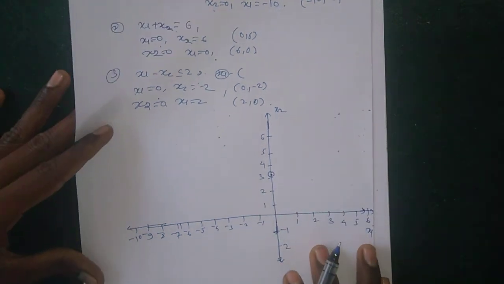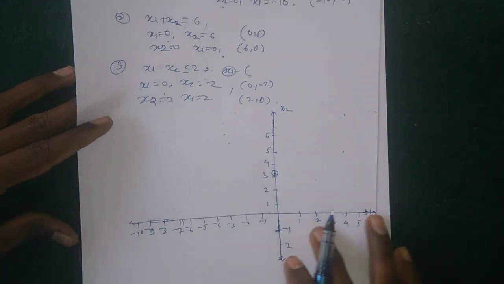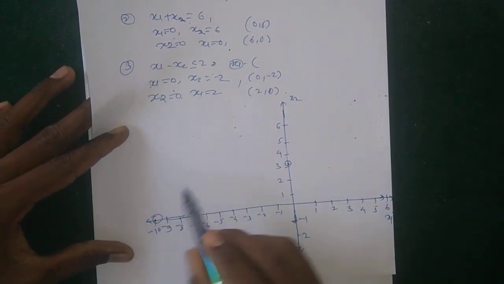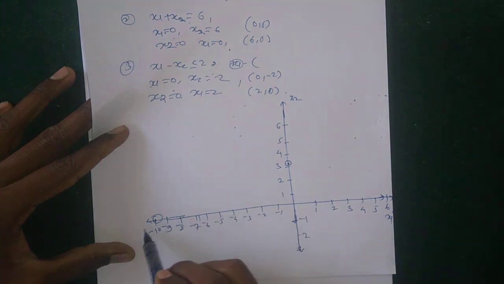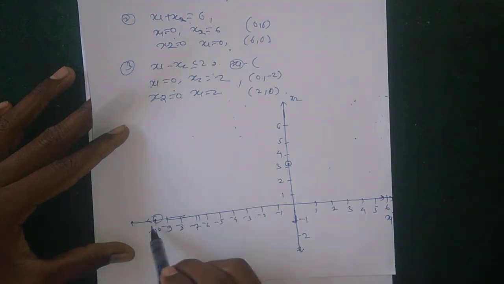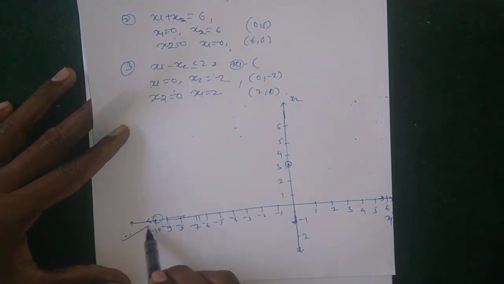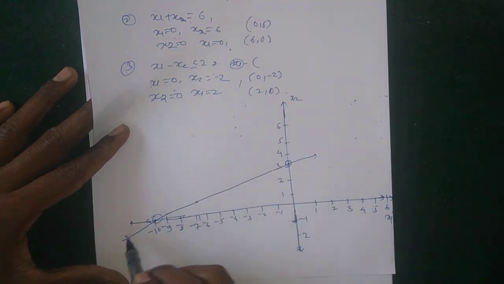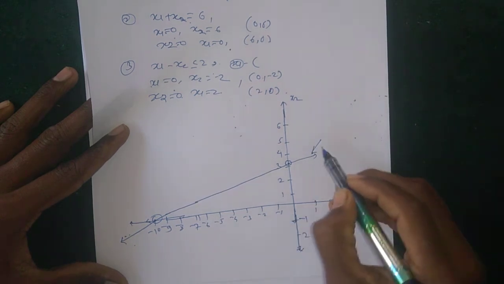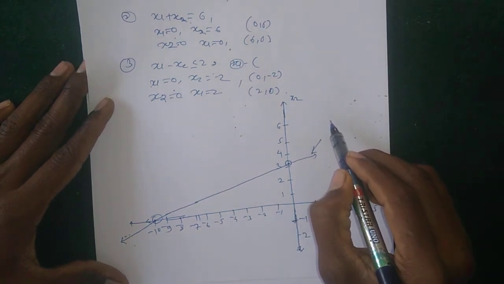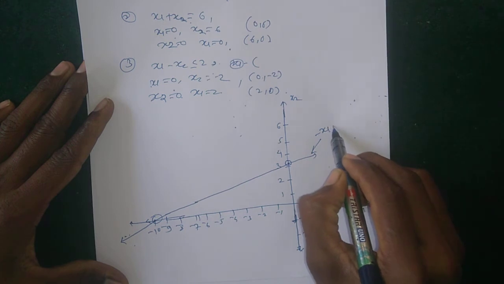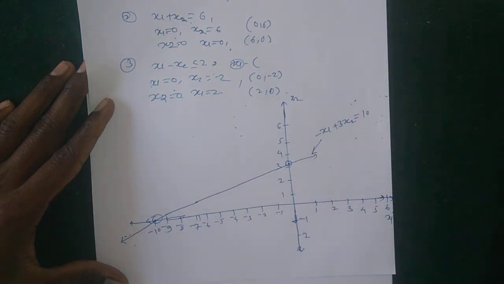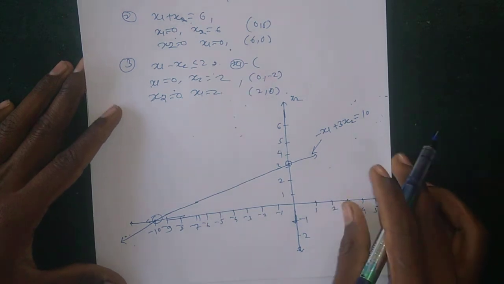Then the next point is minus 10, 0. So join these two points. Joining these two points, this line is minus x1 plus 3x2 equal to 10.